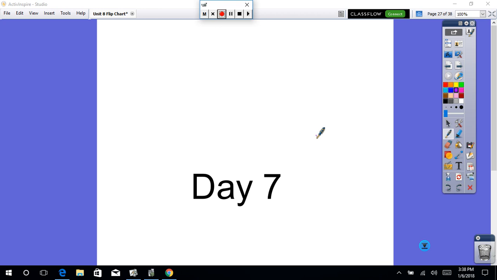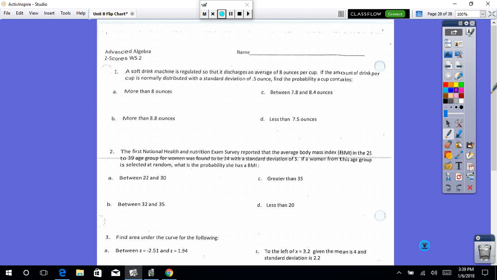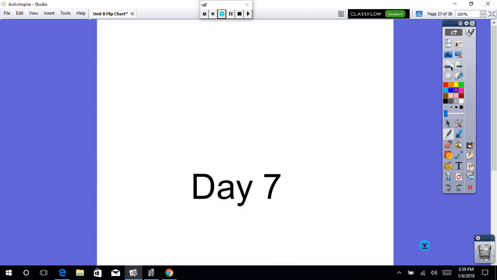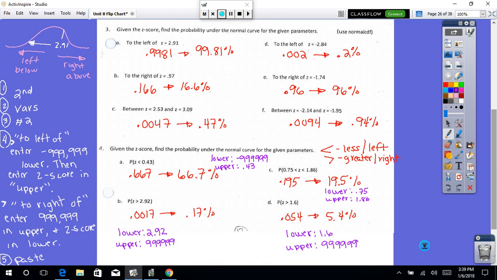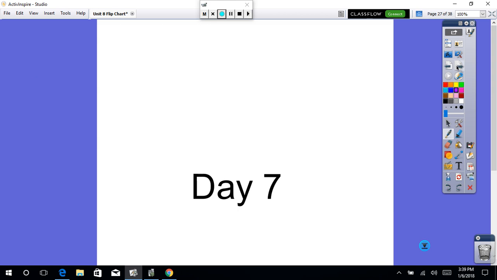Okay, today we're going to put it all together as far as our z-scores and our percentages go. Turn over to page 13 in your packet. Remember, last time we did this using the calculator. Make sure you have these steps handy so that we know how to enter this in our calculator to find the percentage.